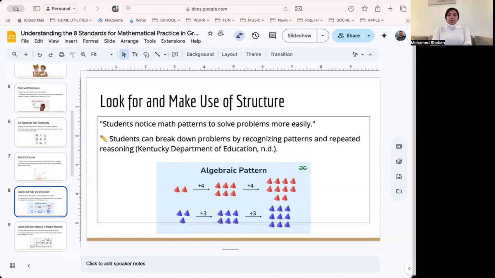Students notice patterns and structure in math problems, such as properties of operations. They might realize they can group numbers in a certain way to make solving easier. In this image, a student is recognizing the distributive property in a multiplication problem.